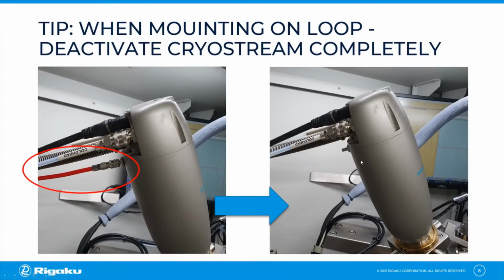If you want to use the mounting on the loop technique, it is recommended to deactivate your CryoStream completely. Otherwise, your sample might get blown away. You can do so by shutting down your CryoStream and also disconnecting the dry air inlet for the dry air shield, like in this example here for the CryoStream 800. The exact setup of your crystal cooling device might differ. If you use long capillaries, it might also be necessary to retract the temperature device in order to avoid collisions.